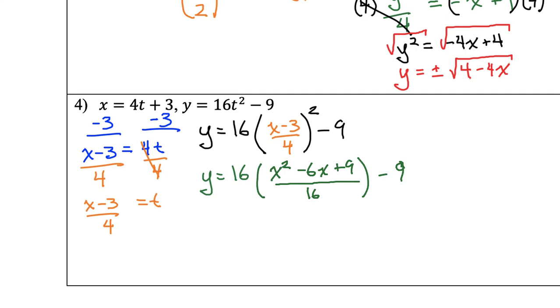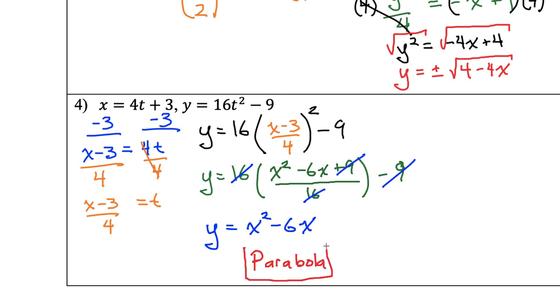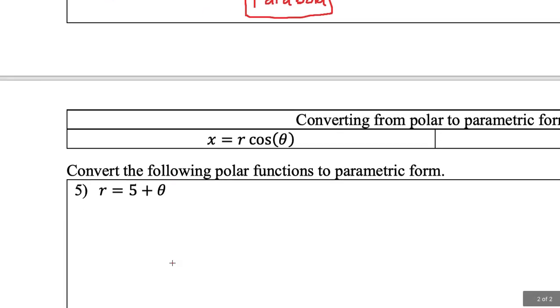So notice cool things start happening here. The 16 and 16 cancel each other out, and now I'm just left with x squared minus 6x plus 9, but plus 9 and minus 9 cancel each other out, and I'm left with y is equal to x squared minus 6x. And that is the form of a parabola, a quadratic. So the answer here is a parabola. Whew, all right, that was easier than number 3.